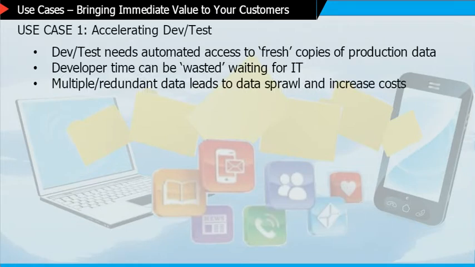Accelerating dev test. Development and test teams need access to up-to-date copies of production data for their purposes, but traditional methods of obtaining copies are complicated and time-consuming. Hours or days of developers' time can be wasted waiting for IT to provision copies of production data or perform routine restores. Or, frustrated developers may use old data to speed up their process, which can impact the quality of testing. Plus, those additional copies often lead to copy data sprawl, which increases storage costs.